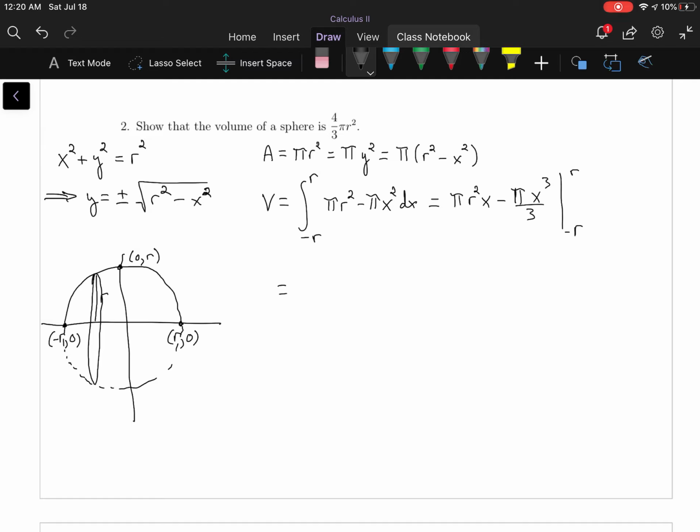And this is, let's see, pi r cubed minus, you've got 1/3 of pi r cubed minus, when x is negative r, we have negative pi r cubed minus pi over 3 times negative r cubed, which is going to make this positive. And so we've got 1/3 pi r cubed.